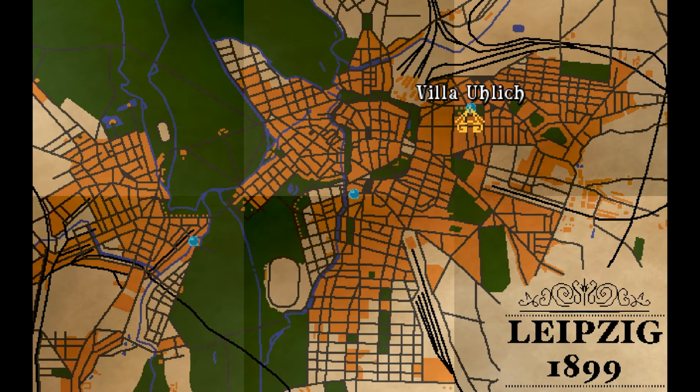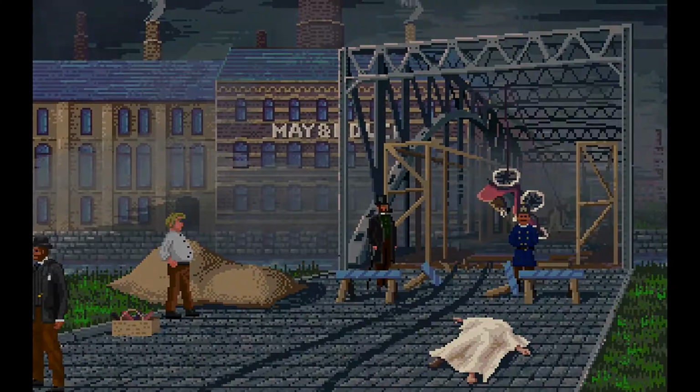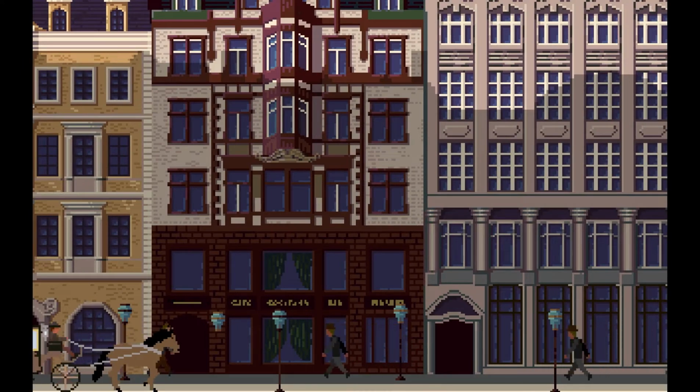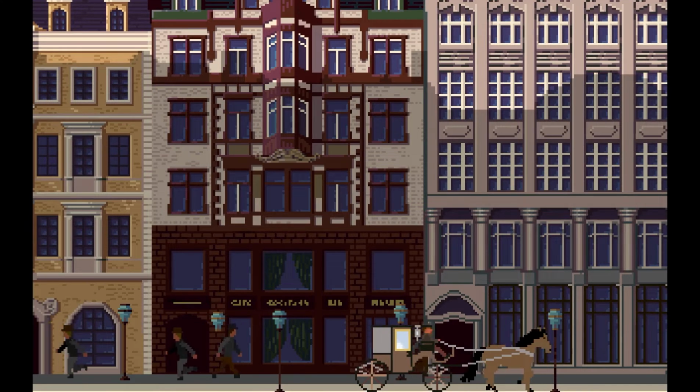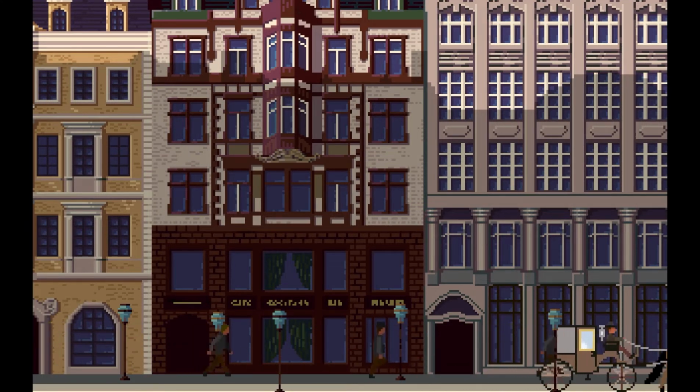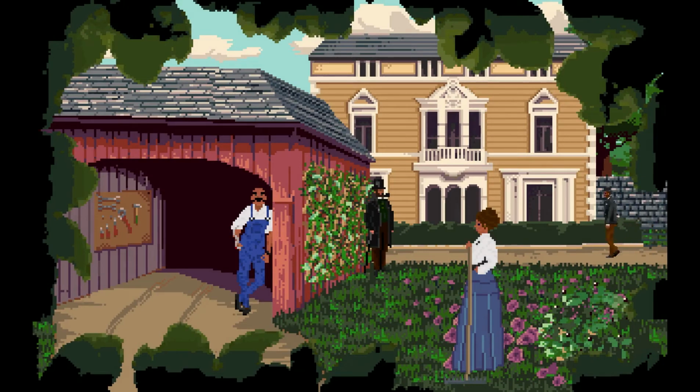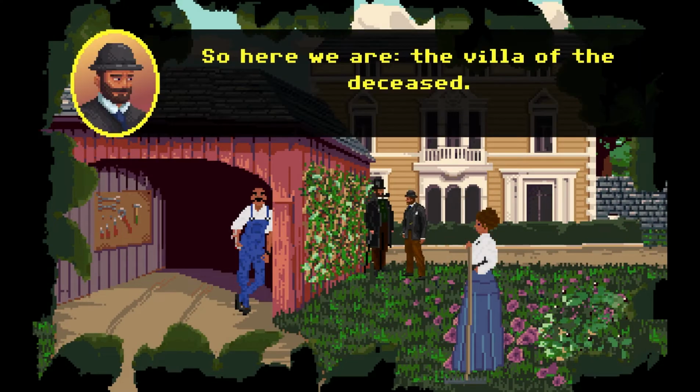And there is another location here. Villa Ulich? I don't know. But we're going. I can't believe that took me so long. Ah, it was the prosecutor guy that came with us.